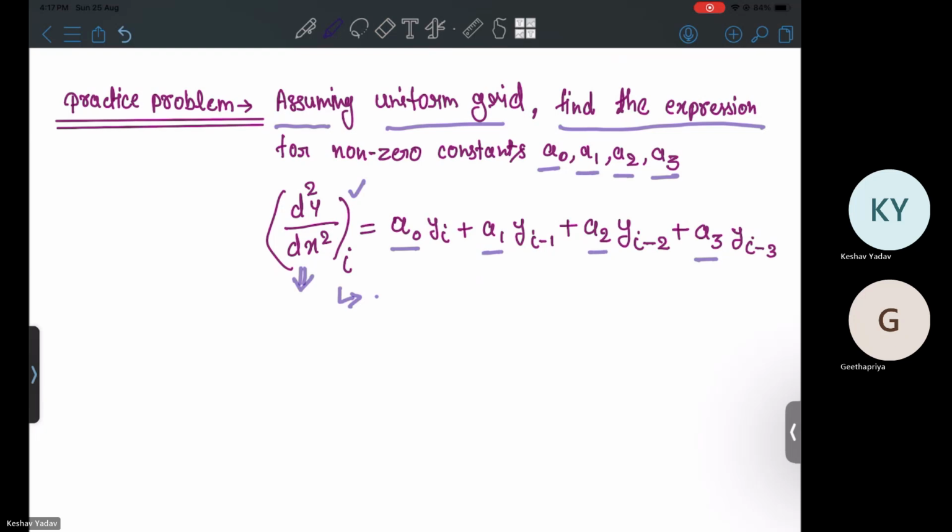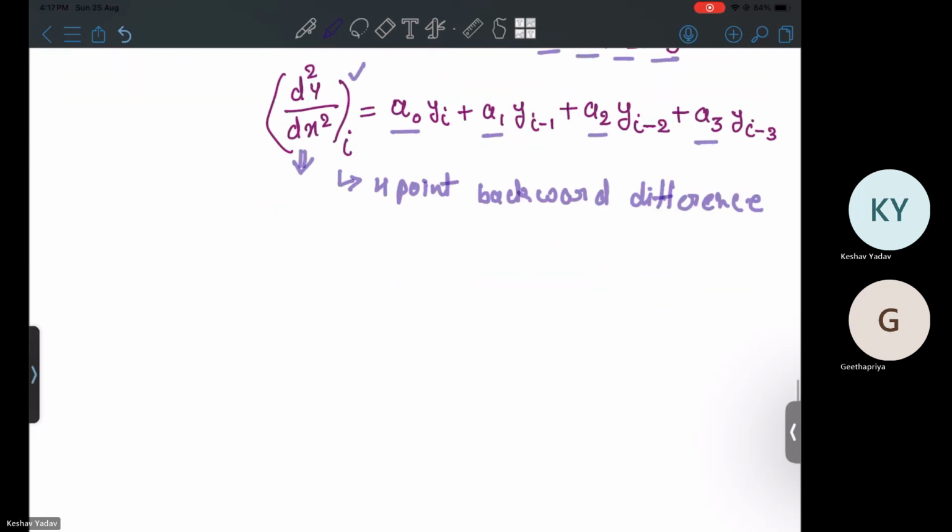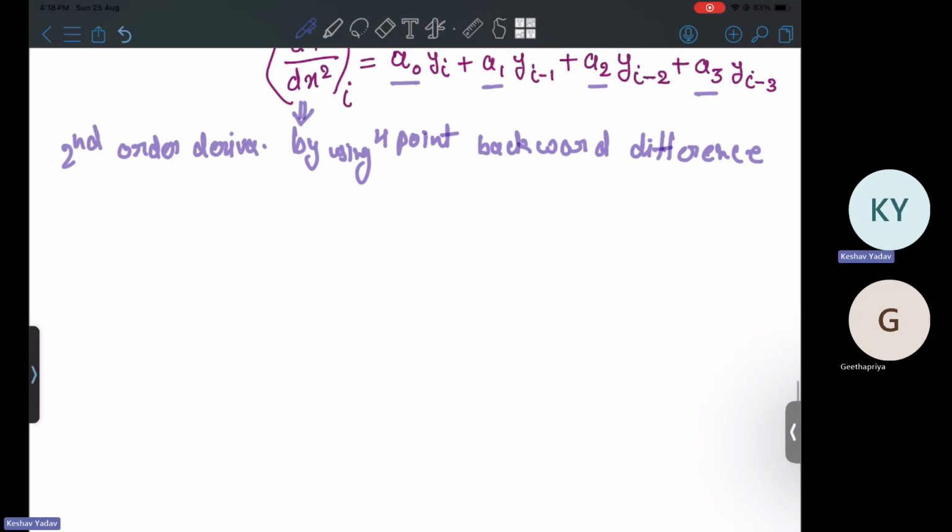This is called 4-point backward difference, meaning the second order derivative by using the 4-point backward difference scheme. Okay, this is what it will be called. Now we need to find a0, a1, a2, a3. So you see, this is the normal procedure. This kind of problem will come in your exam.